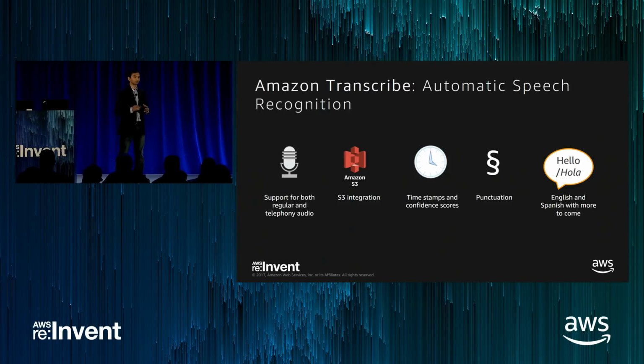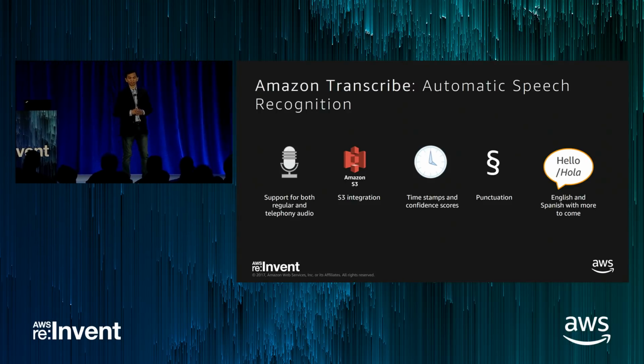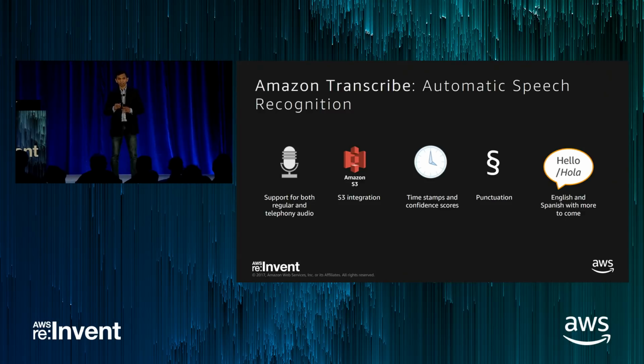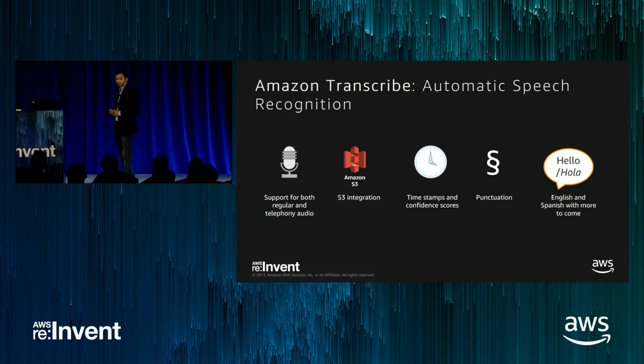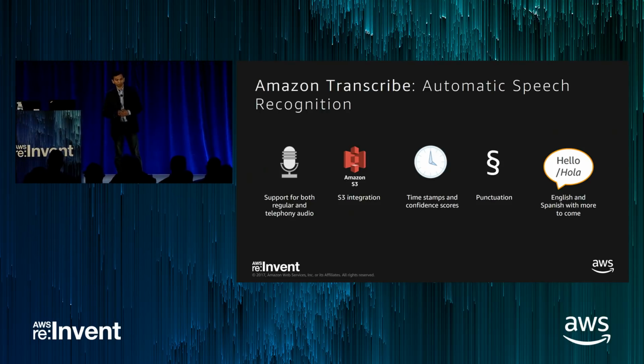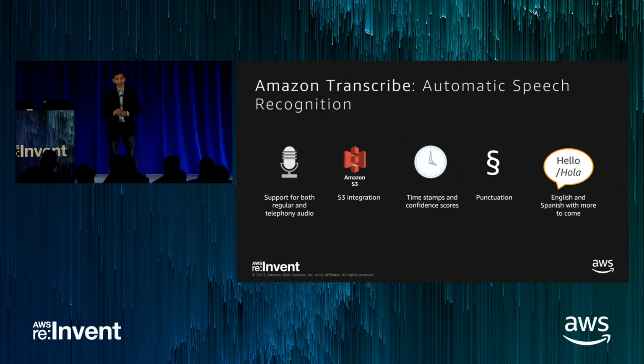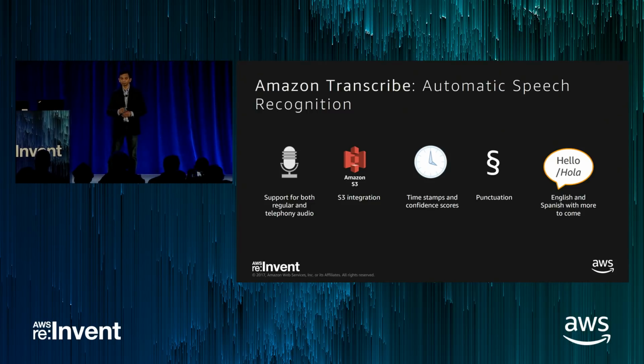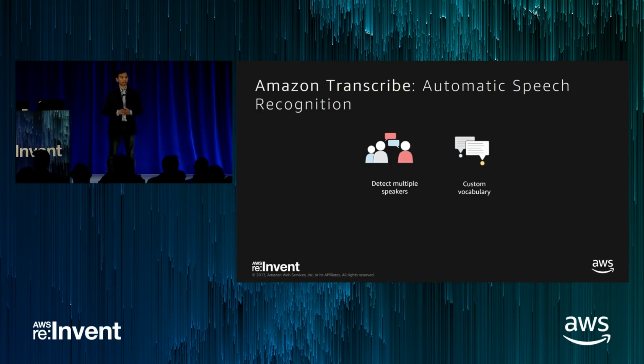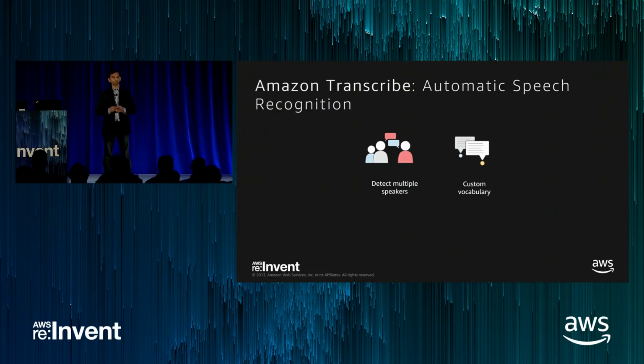Let's talk about some of the features with Amazon Transcribe. It supports a wide range of audio, from low-fidelity telephony audio to high-fidelity audio. It's integrated with S3, provides timestamps and confidence scores, provides punctuated text as the output, supports English and Spanish, and soon we will be adding support to detect multiple speakers as well as provide your own custom vocabulary. I will now walk through each one of these features.